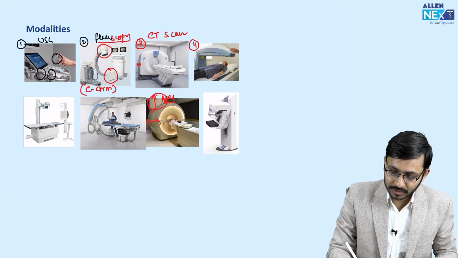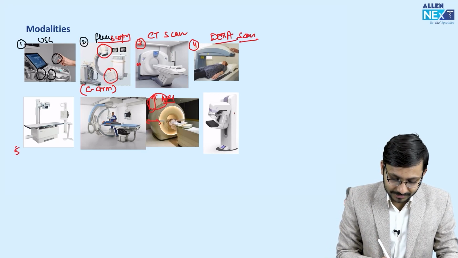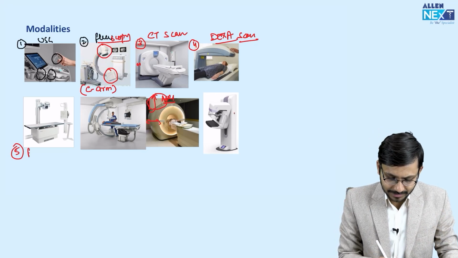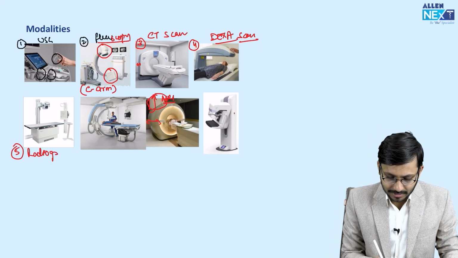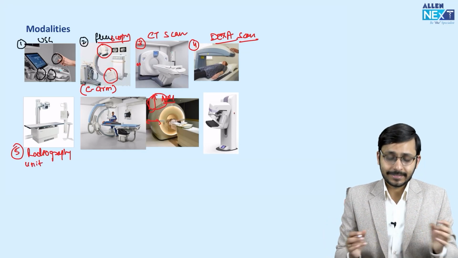So which is this fourth image? This is a DEXA scan. And now what is this fifth image? This is a radiography unit, a normal unit through which we take X-rays.